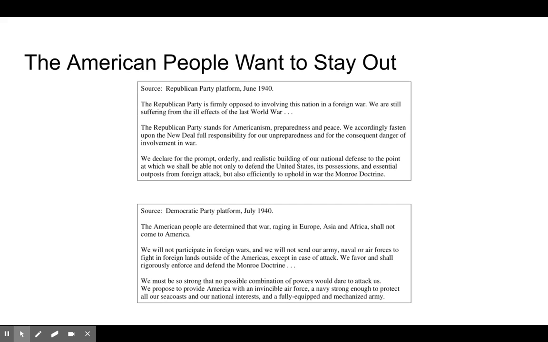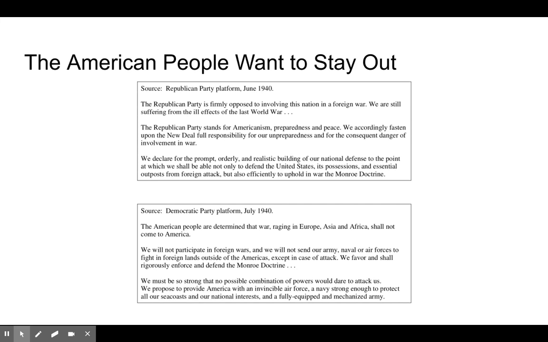Hitler and the German army invaded Poland in September of 1939, and that really begins the war. By June of 1940, Hitler and the German army have conquered most of Europe and have occupied France. France has fallen to the Nazis. But even here, the American people want to stay out.